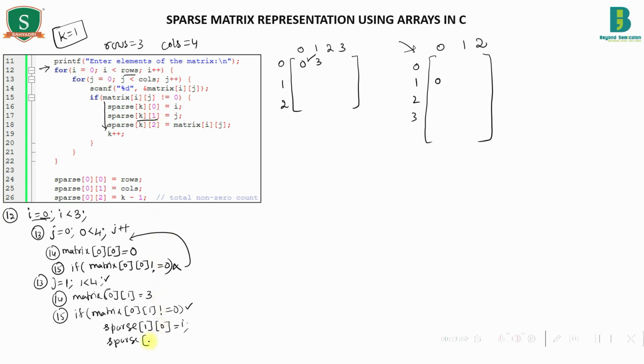K value is 1 and 1. In the sparse matrix, first row, first column will be assigned the j value. Currently, what is the j value? J is equal to 1. So here 1 is assigned.